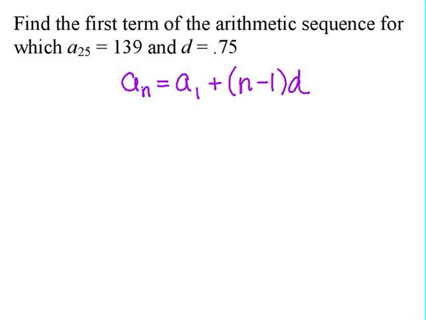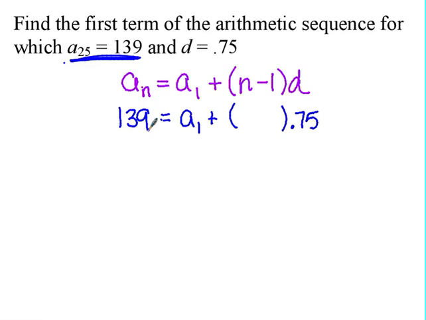All right? What I know is that I don't know the first term. I know the difference is 0.75. And then I'm going to utilize this little tidbit of information. A sub n is 139. Where does the 25 go? For n. 25 minus 1. Yep, 25 minus 1. Nice job.